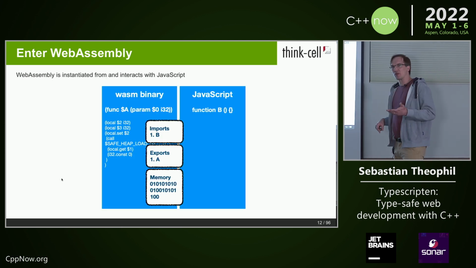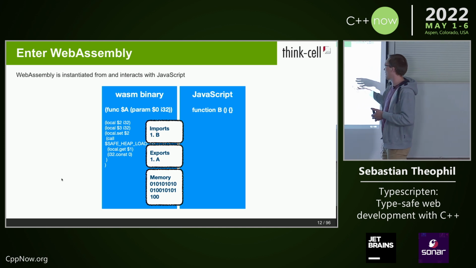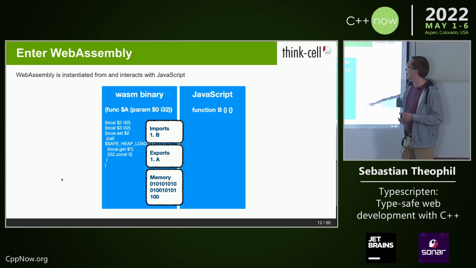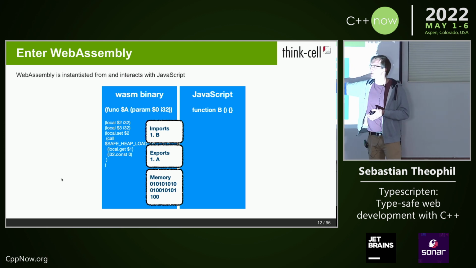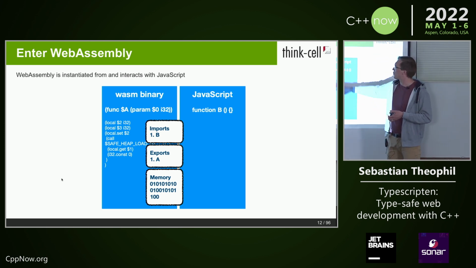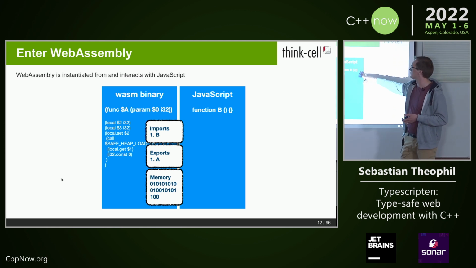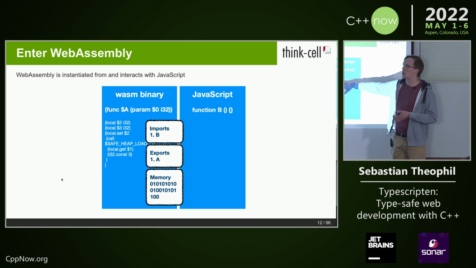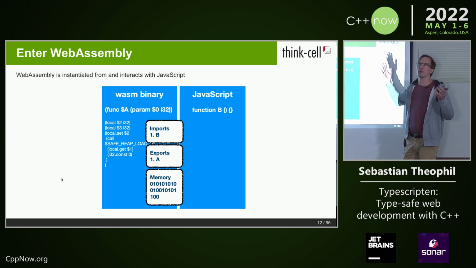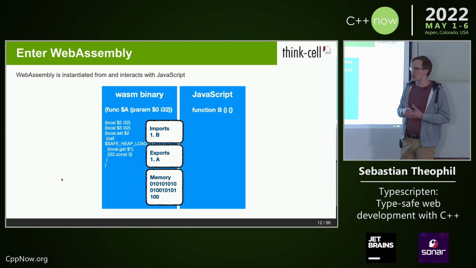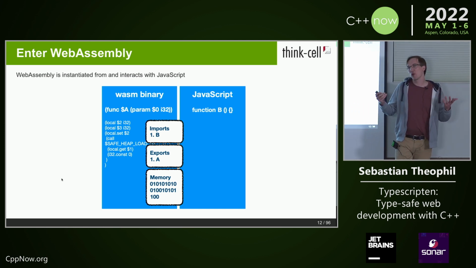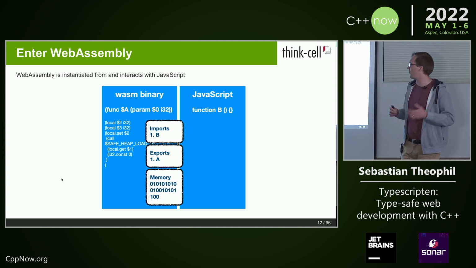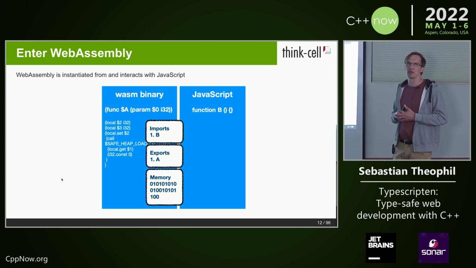Now, WebAssembly modules are typically instantiated from and can interact with JavaScript. So here we have the JavaScript world in our browser, and here we have a WebAssembly binary in our browser. And now the WebAssembly binary has a function A, JavaScript has a function B, and WebAssembly can declare, well, I would like to import a function B, and I would like to export my function, and then the two can call each other. WebAssembly can also export its memory object, which is essentially an array buffer of integers, so JavaScript can access that too.